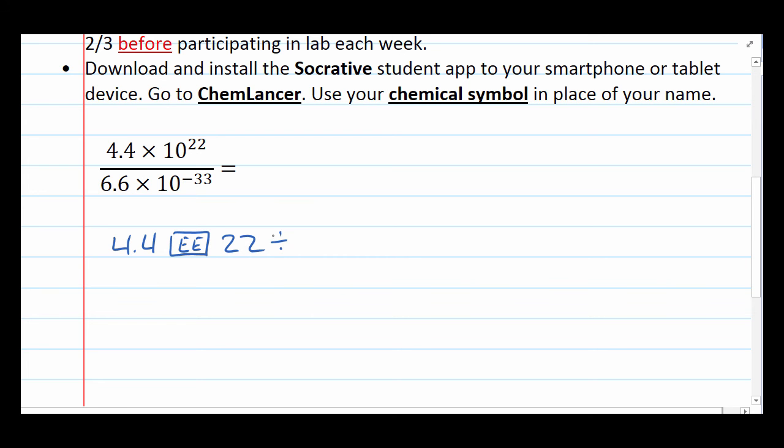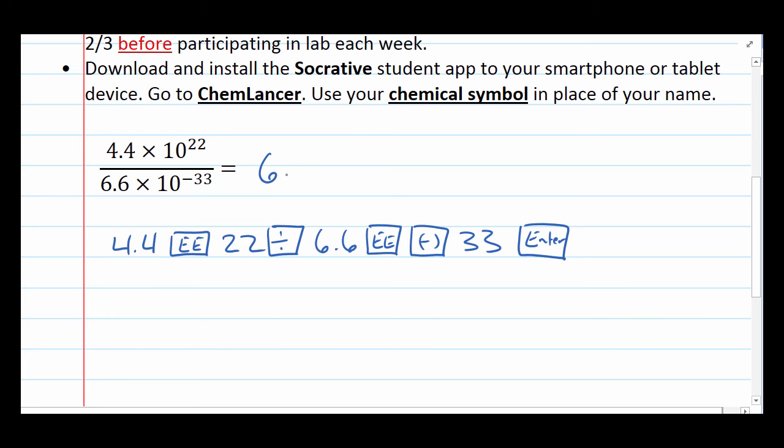Divided by. And then what's next? 6.6, followed by EE, followed by the negative or your sign changing button, and then 33, and then enter or equals depending upon your model calculator. This is how you go about entering that in, and you should wind up with an answer of 6.7 times 10 to the 54th. Any questions on this particular one?